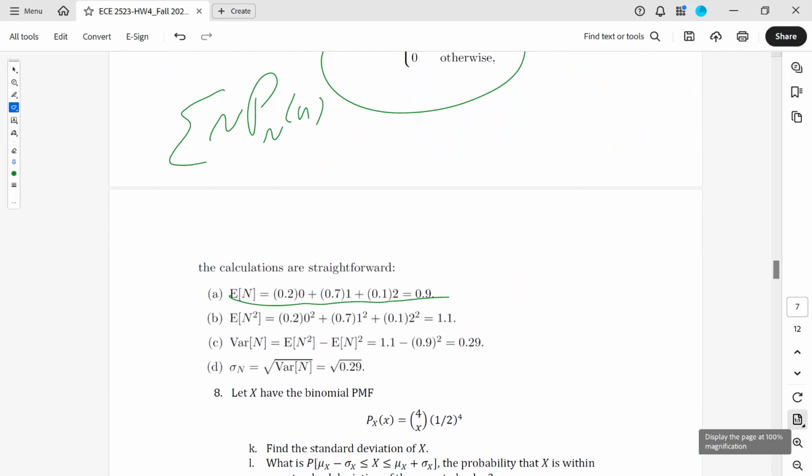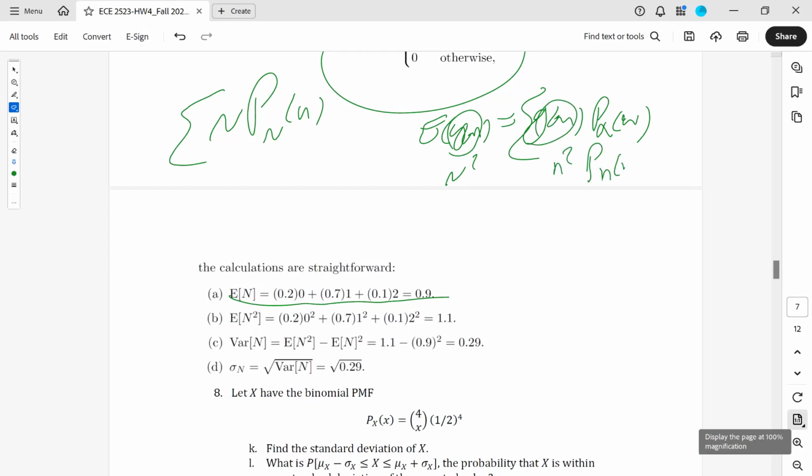Now, for the second moment, you have to calculate the expected value for N squared. Again, following the formula that we learned for the expected value of G of X, here G of X, or G of N, is N squared. So here it is N squared times P of N.